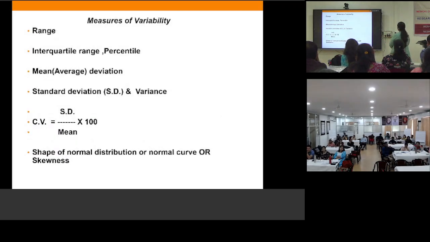So these are the important measures of variability. At a glance, they are range, interquartile range or percentile, mean or average deviation, standard deviation, which we also say as variance. Separately you can get a note or something on the standard deviation. Coefficient of variation, that is SD upon mean into 100, and the shape of the normal distribution or normal curve. The curve also tells the reader how my data is distributed.